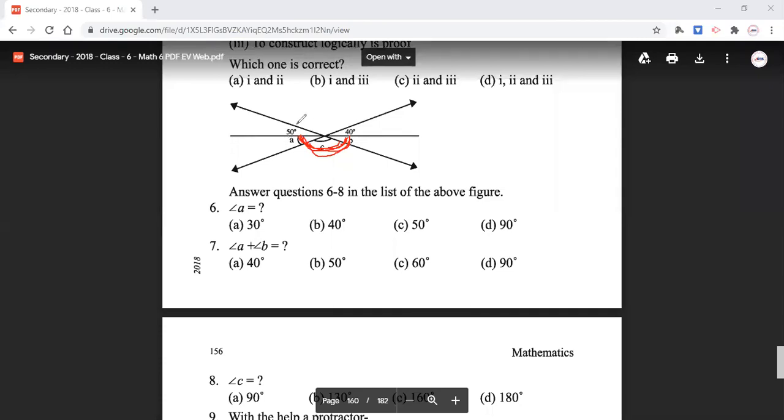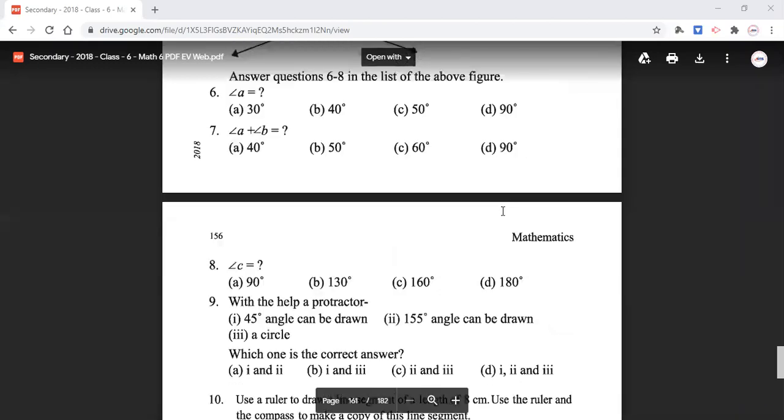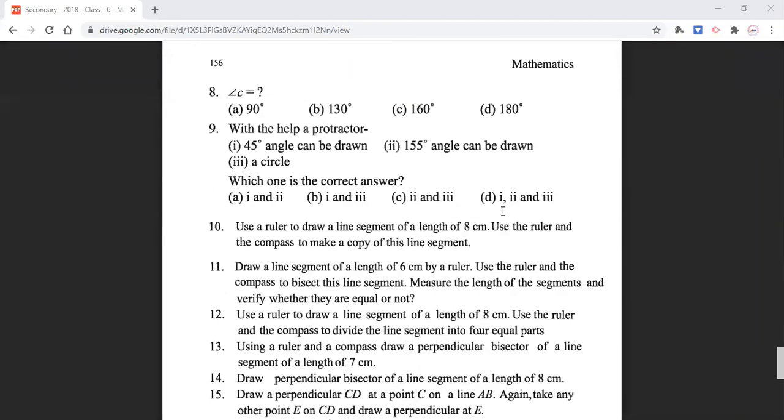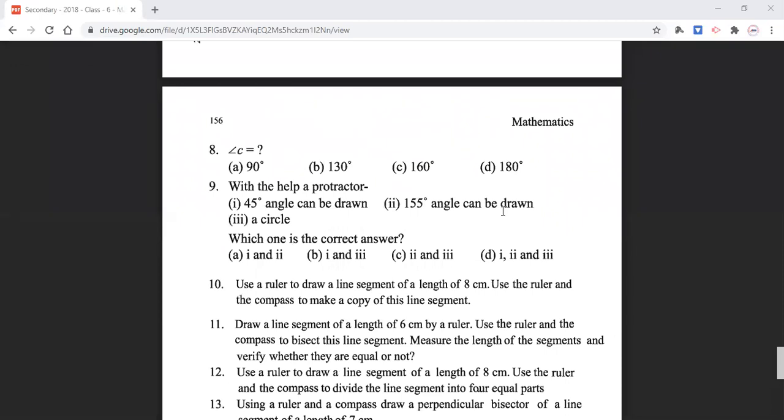But A and B, their sum is 90. So C must be 90. So number 8, answer A is correct. Okay, so we have completed 1 to 8, and all of them are very easy to you. I think all of them. Now we will solve number 9.